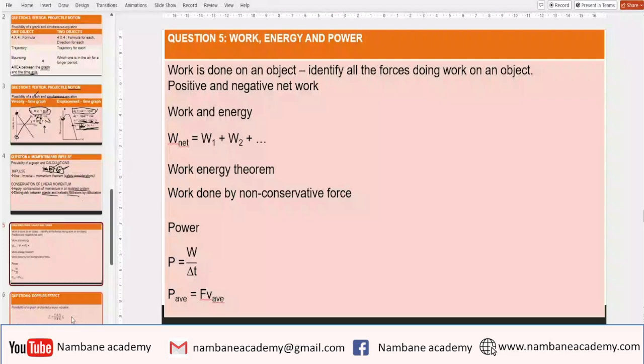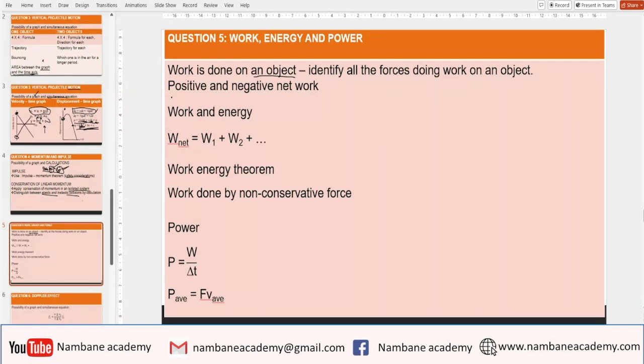So because it is done on an object, even if we have two objects in the system, we need to look at each object and identify all the forces that will be doing work on that particular object, be it on horizontal or on an incline. And thereafter, we look at which is doing positive work and which is doing negative work on that particular object.